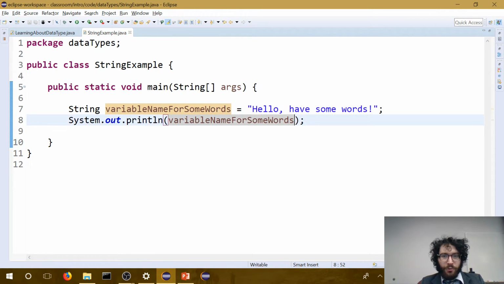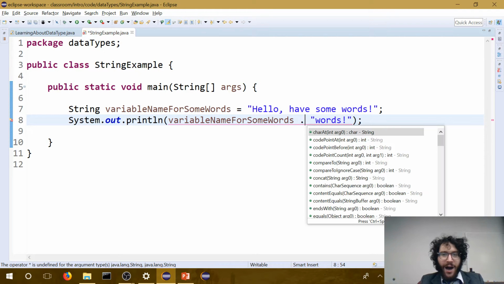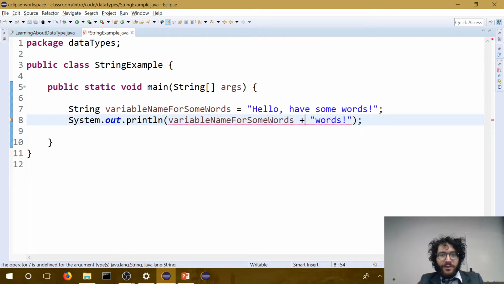Now, strings are pretty cool. Now, you can't subtract strings from one another. I can't subtract words from this in Java. And I certainly can't multiply, right, or divide. But I can add, because the addition operation does make sense. I can add strings together.